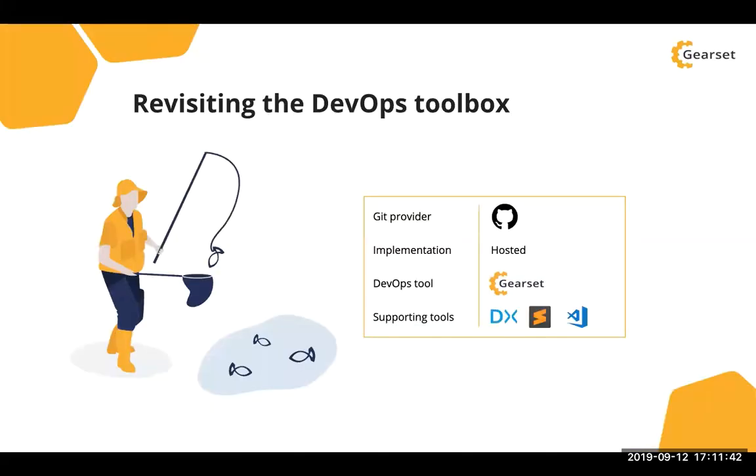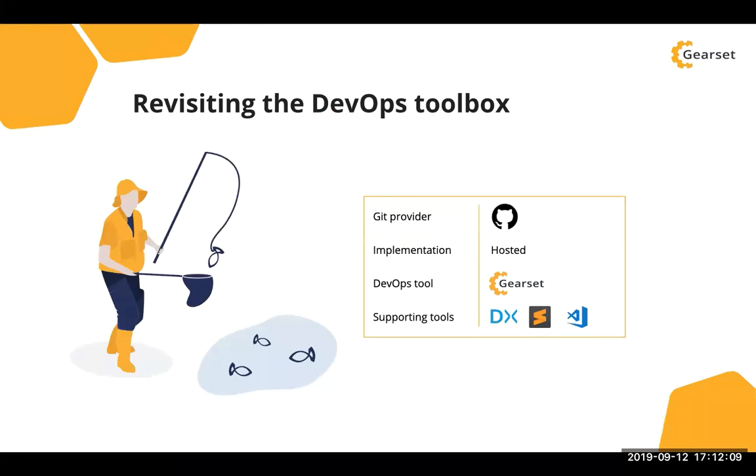So this is the diagram from our first webinar. Essentially, this was the toolbox that we put together, which has 4 main categories of tool. We have our Git provider, we have the implementation method, we have our DevOps tool, and we have the supporting tools. Git providers, as we discussed last time, there's not that much between the main 3. You've got GitHub, GitLab, and Bitbucket. We suggested GitHub just because that's what we use internally, but there's not a huge amount between them.